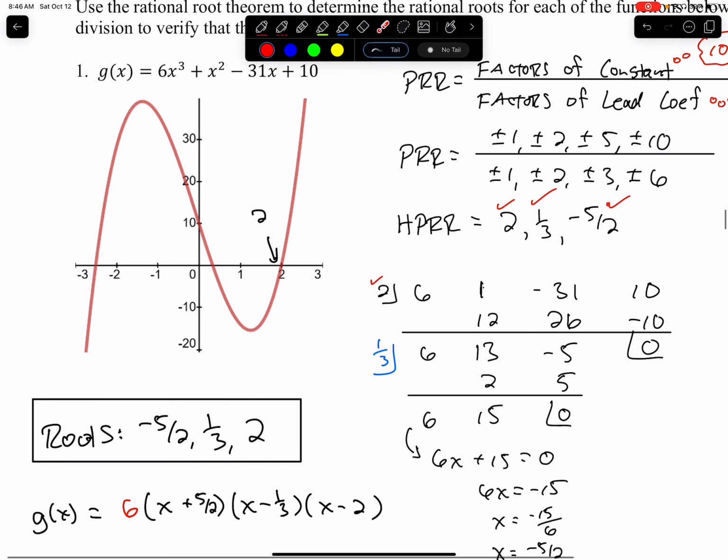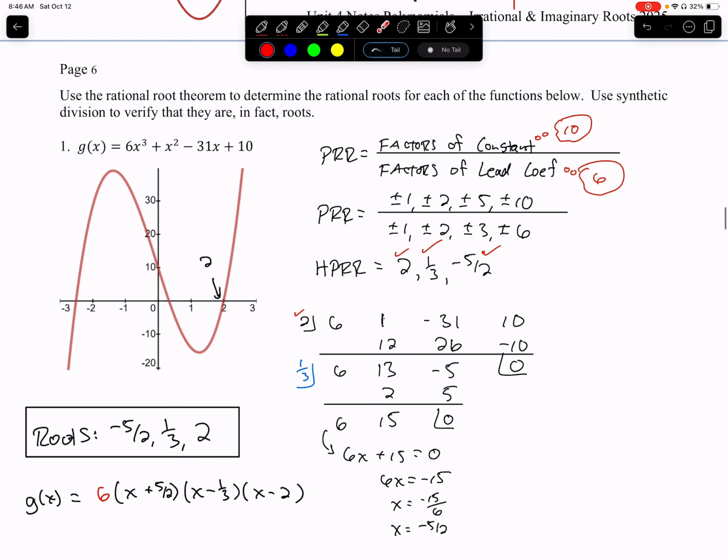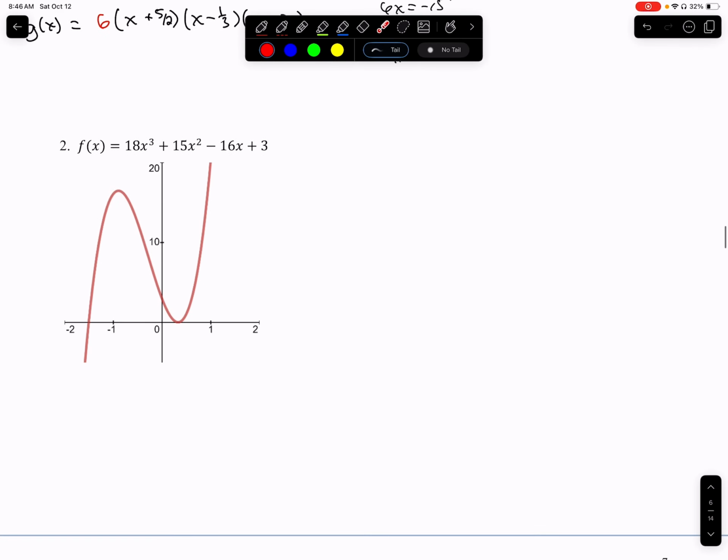And if we were to multiply 6 times 5 over 2 times 1/3 times negative 2, we should get 10, and we will now that we've done that. Let's do one more of these, and I'll turn you loose.